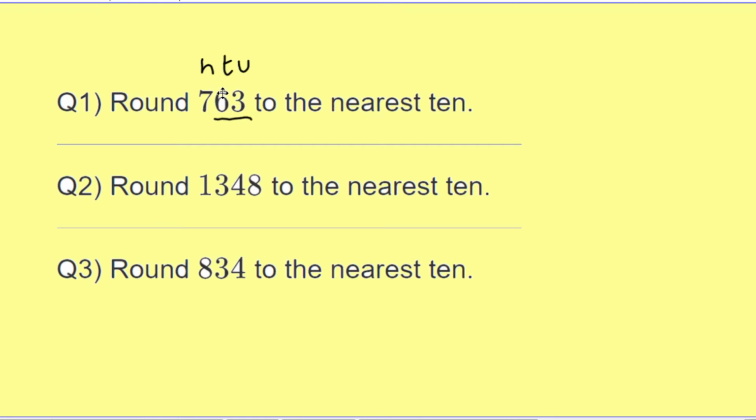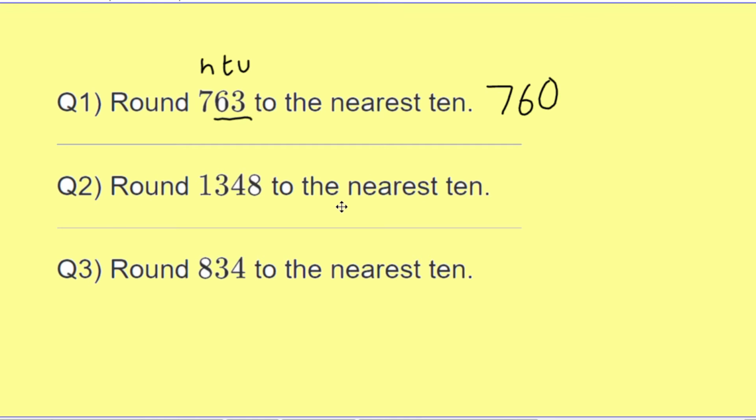So 63, the nearest 10 to 63 is 60. If this number is less than 5, then we round it down. So if it's 1, 2, 3, or 4, we round it down to 60. If it was 5, 6, 7, 8, or 9, we round it up to 70. But because it's closer to 60, we're going to round this to 760.